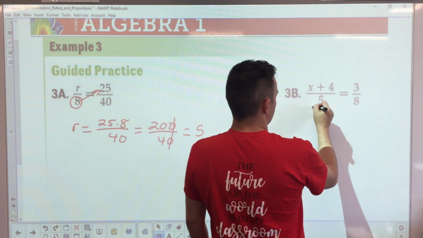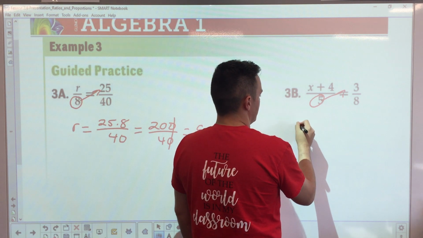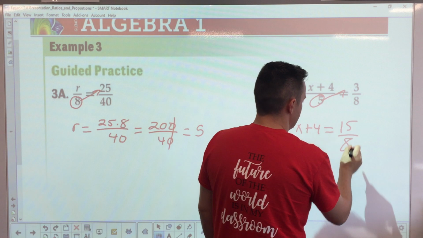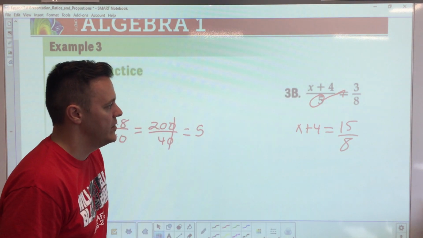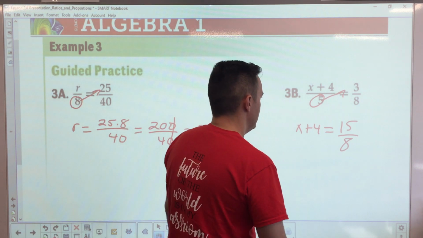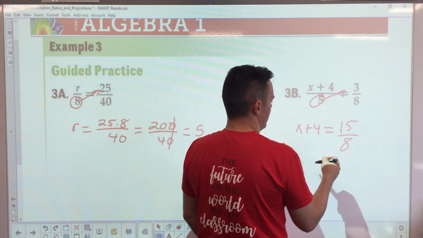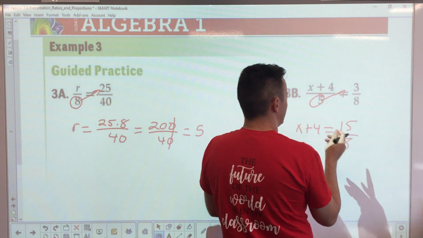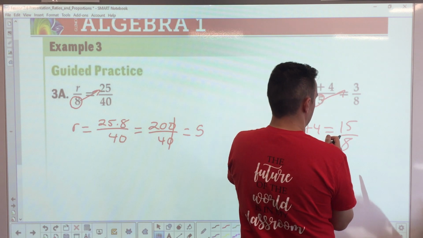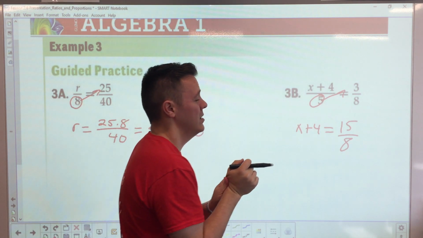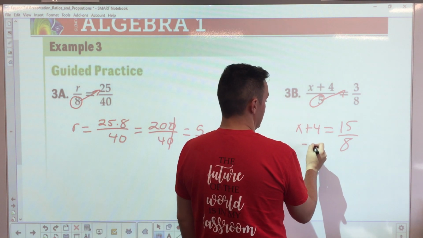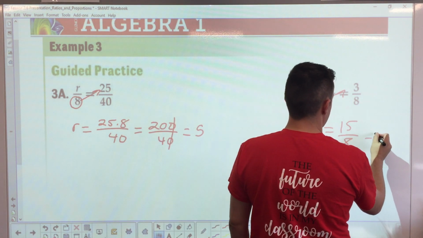This one over here, do the same cross multiplication. So it'll be x plus 4 equals 15 over 8. Okay, 15 over 8. Can that be reduced down? I'm trying to think. Can you reduce it down? No. Okay. So what you would want to do is the next step would be subtract 4 from both sides.